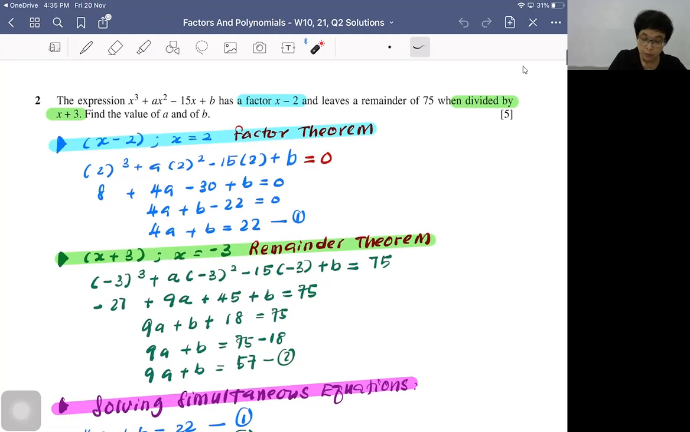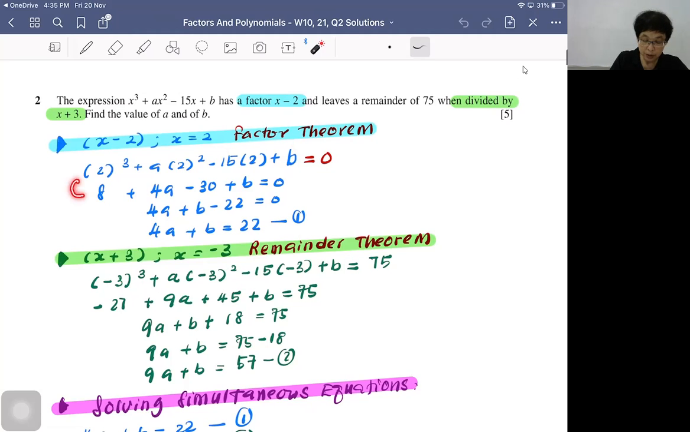Let's go. Based on the statement given to us, this polynomial has a factor x minus 2. Therefore, I put here x minus 2 is the factor. That's where we draw out the x value. Notice that it has the opposite sign, so x equals 2. Substituting x equals 2 into the polynomial, you get 2 cubed plus a times 2 squared minus 15 times 2 plus b equals 0. This is the beauty of factor theorem.